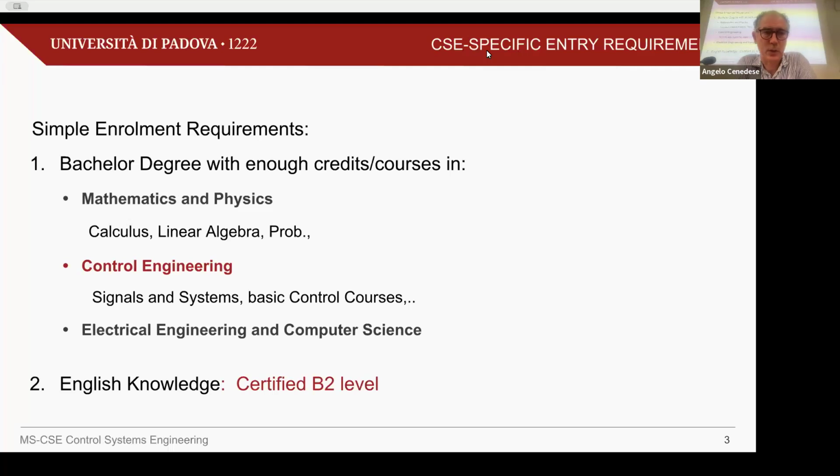The requirements that we have are quite simple in the sense that we ask you either a degree in information engineering, a bachelor degree in information engineering, or any other bachelor degree with enough credits in mathematics and physics, control engineering, or other ICT topics, plus certified B level.